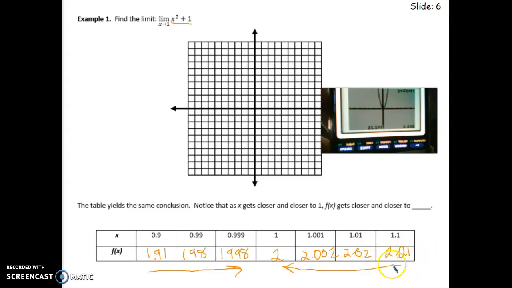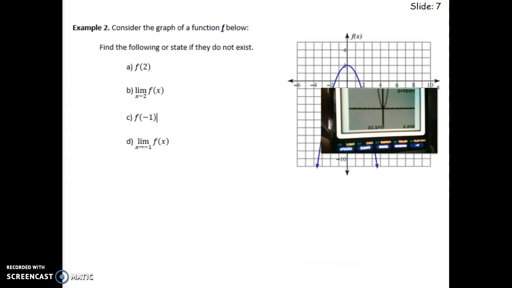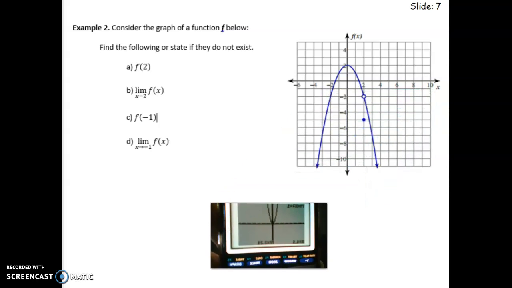So these numbers are getting further away. So as I get closer to that center, I'm closer and closer to that limit of 2. So that's basically what I'm doing there. So now let's use that, and here we go.